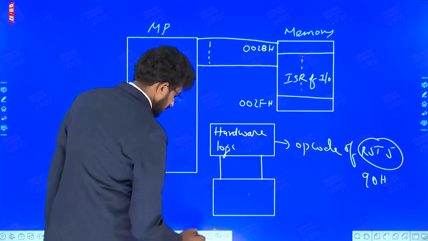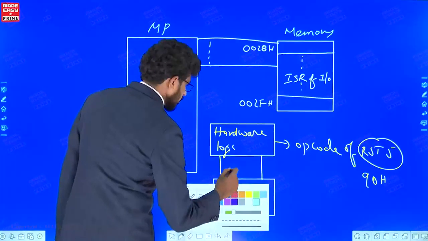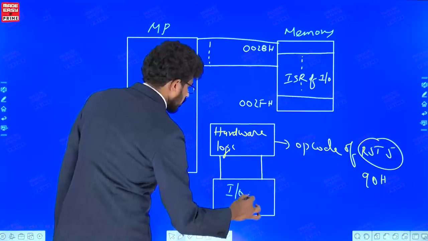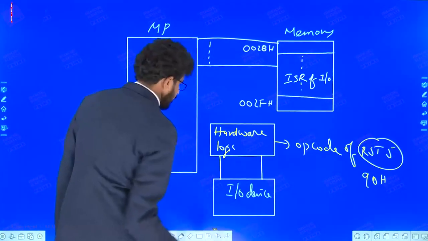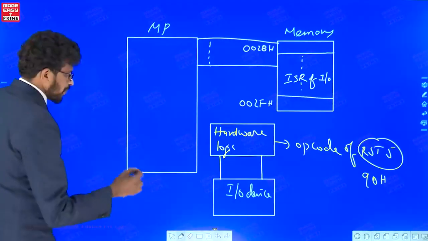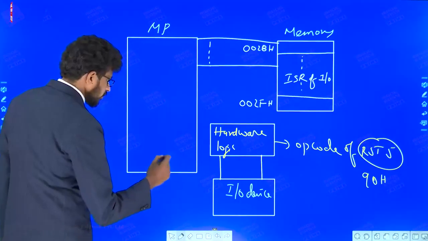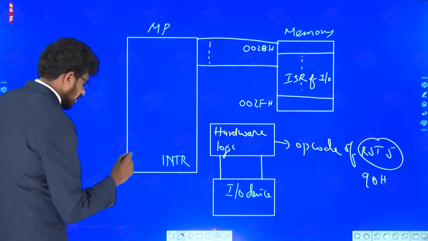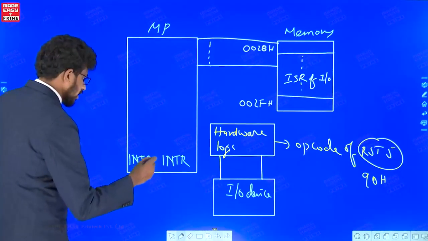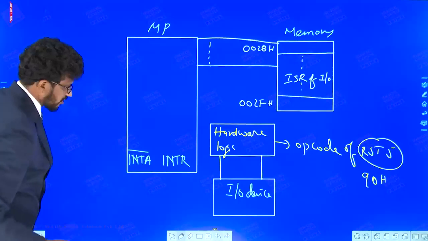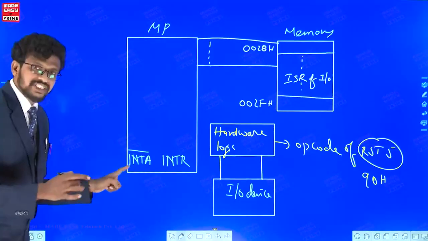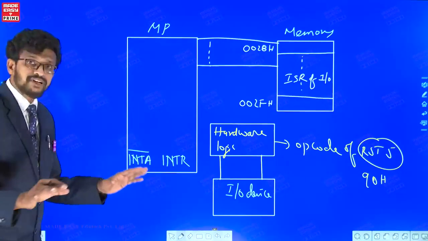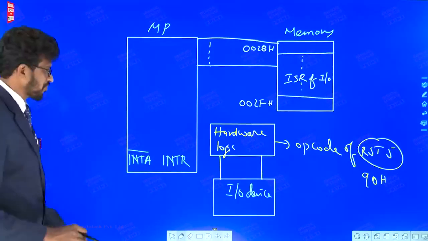This hardware logic is connected with the IO device. Whatever the IO device is, there are some important pins to understand here. One is the INTR and the other pin is INTA bar. For the first time we are discussing INTA bar. We have not seen this line till now. It is meant only for INTR, not for the vectored interrupts. That's the main thing to follow, right?